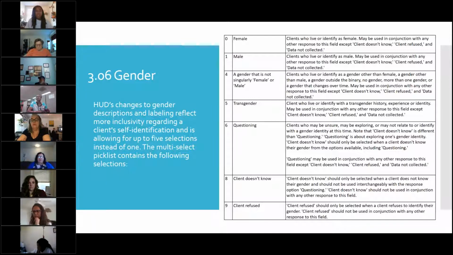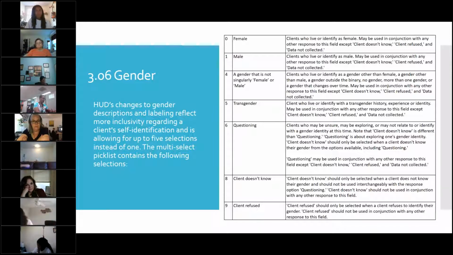Even if a staff person thinks they can just guess a client's gender, every client must be asked for their self-reported information. If they refuse to give it or say that they don't know, do not select anything other than client doesn't know or client refused on the client's behalf. Again, do not use data not collected. Gender does not have to match legal documents, and clients may not be asked about medical history or other information to try to determine the person's gender. Simply asking which of these genders best describes how you identify is appropriate and focuses on the person's own internal knowledge of their gender.